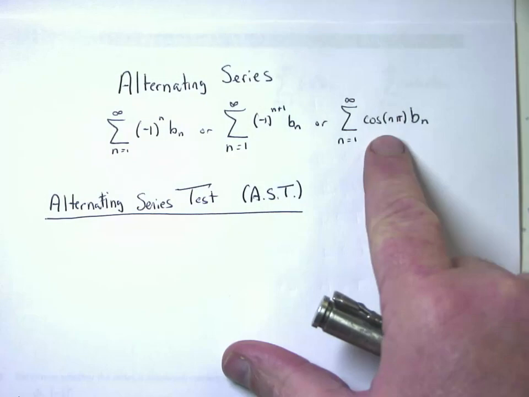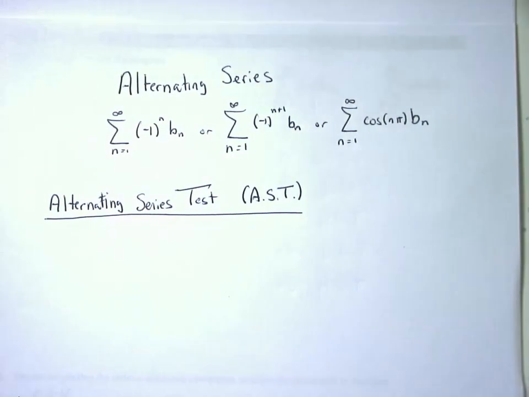This is an alternating series because you get that plus, minus, plus, minus, plus. But don't forget this guy. This is the fancy way of writing an alternating series. That is the sum as n goes from 1 to infinity of the cosine of n pi times bn. Now, this is an alternating series.